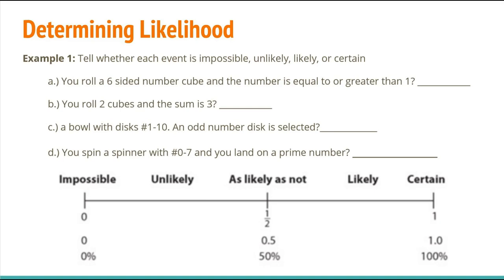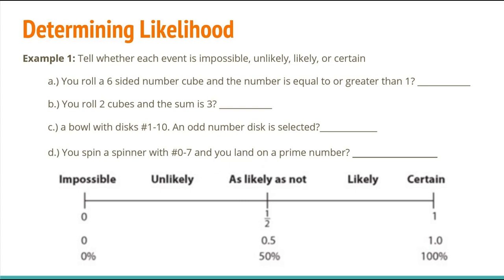Our second choice is unlikely, and unlikely just means that there's a better chance that it doesn't happen than it does happen. So anything under 50%, and anything above 50% is considered likely, and 100% means that it's certain, it's definitely going to happen. And our last one is as likely as not, and that just means that there's a 50% chance. Like flipping a coin, it's as likely as not that the flip will be heads as it is tails.